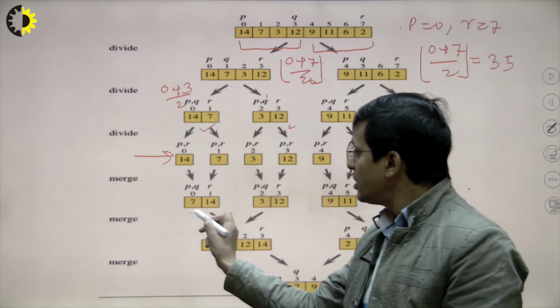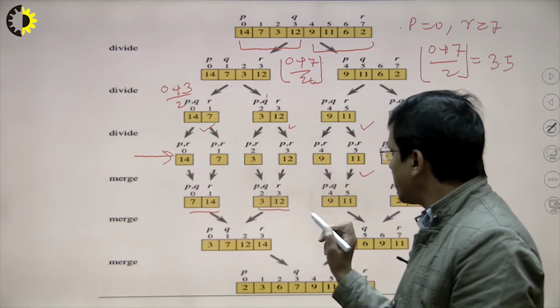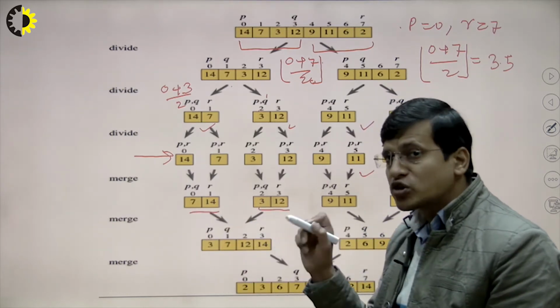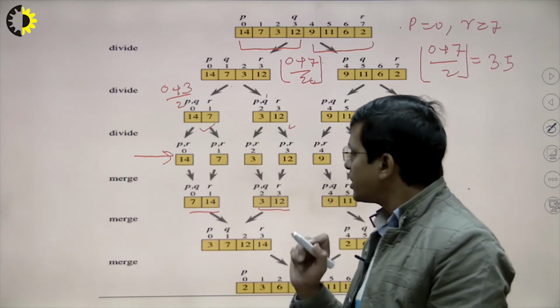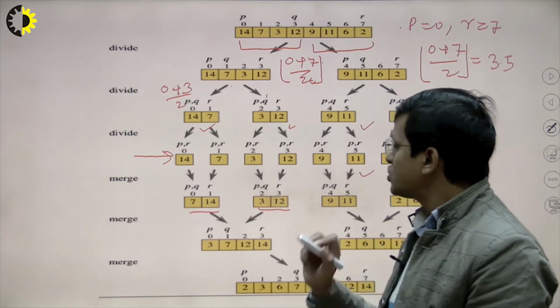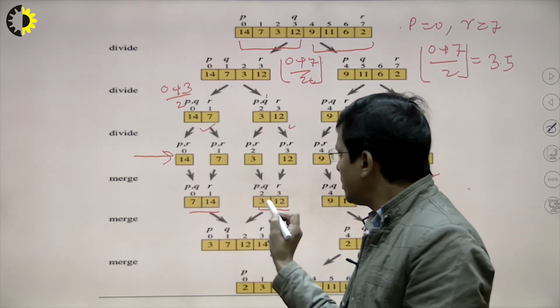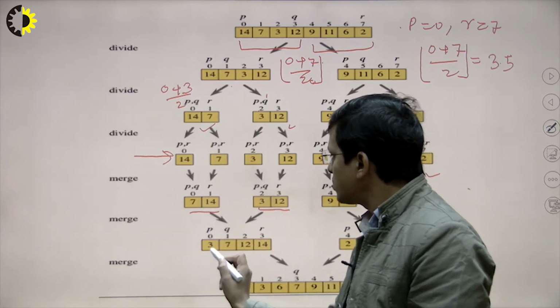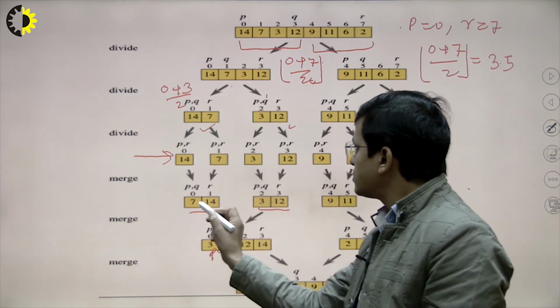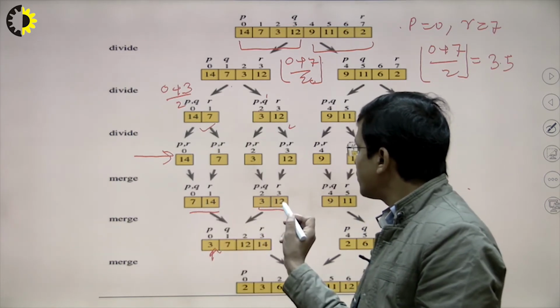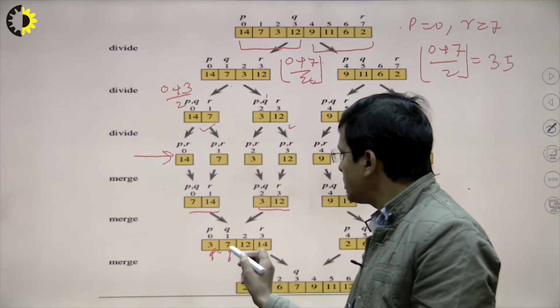This is sorted, and this is also sorted. Merge is applied on sorted arrays, so this is sorted and this is also sorted. Now we are going to merge these lists of elements. Here we have 7 and 3; 3 is smaller, so let's write 3 here. Now we compare 7 and 12: 7 is smaller than 12, so 7 will be placed here.